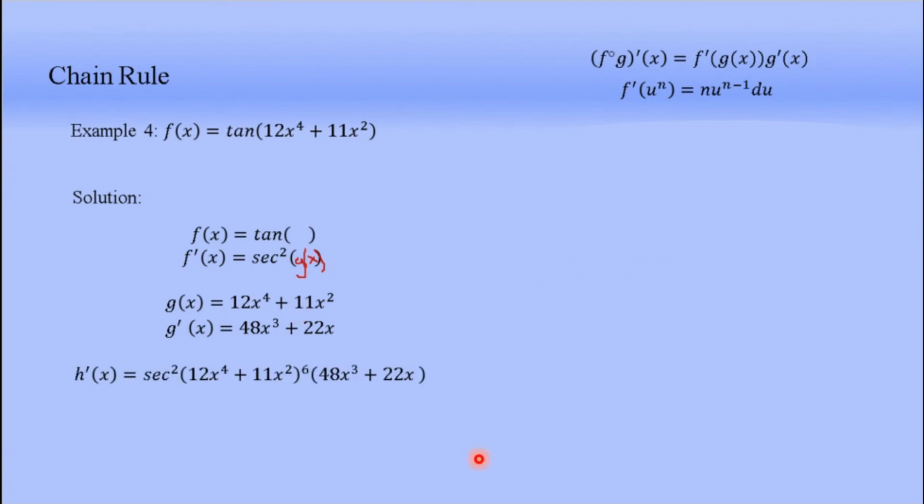And then we're just going to input the derivative of x and the derivative of g of x into the formula. So we have c times secant squared times 12x raised to the 4th power plus 11x squared raised to the 16th power times 48x cubed plus 32x.